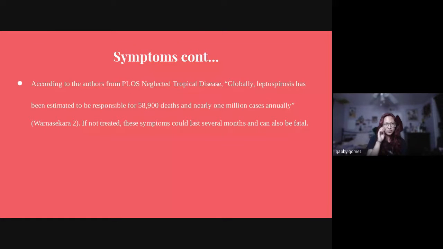According to the authors from PLOS Neglected Tropical Diseases, they state, "Globally, leptospirosis has been estimated to be responsible for 58,900 deaths and nearly 1 million cases annually." That's only for the cases that are actually reported. If not treated, these symptoms could last several months and can also be fatal.